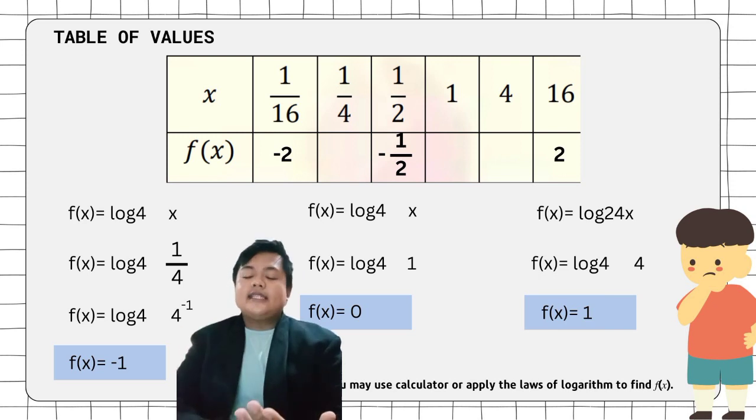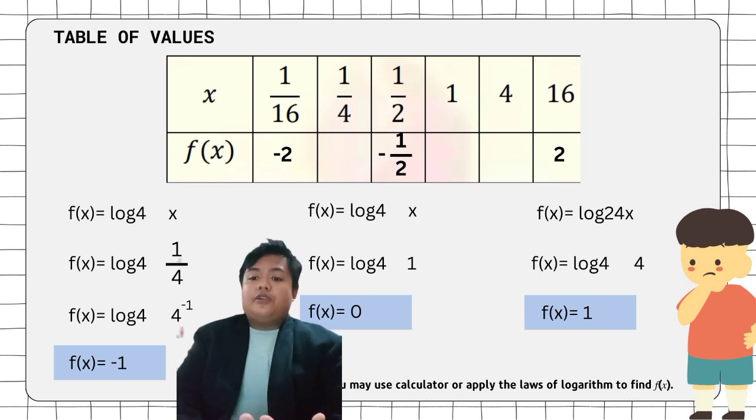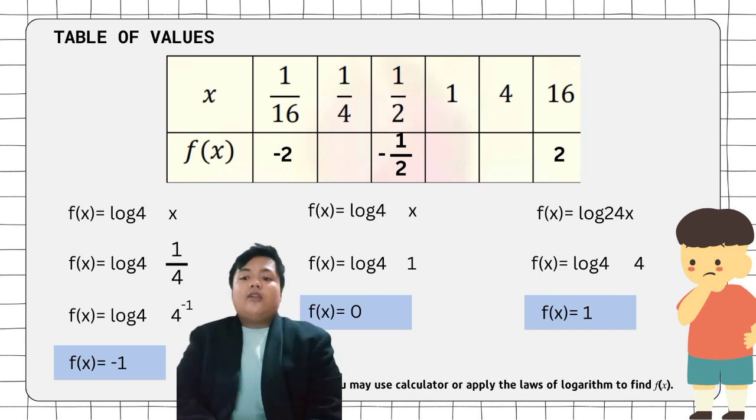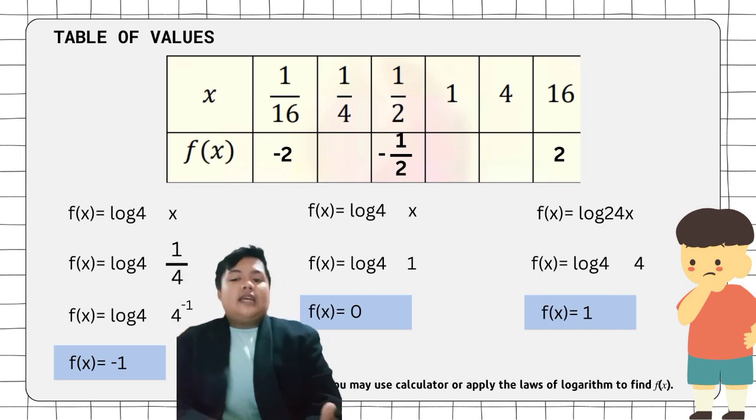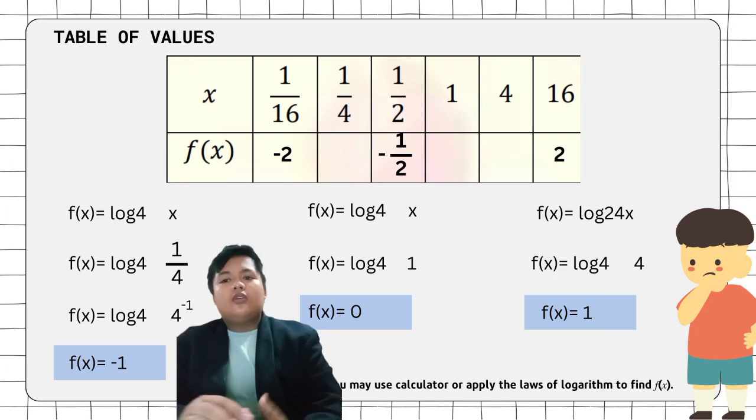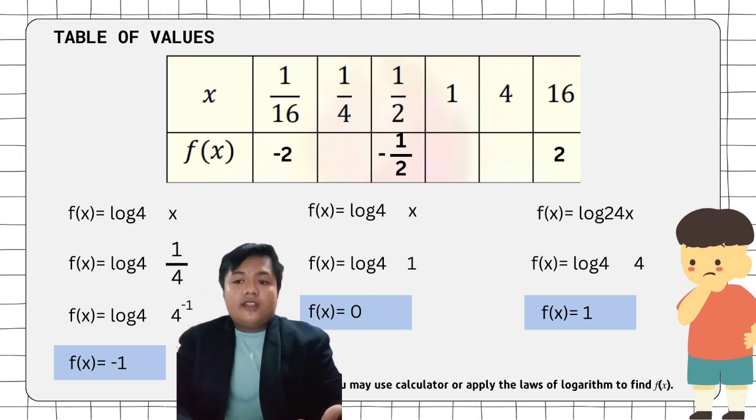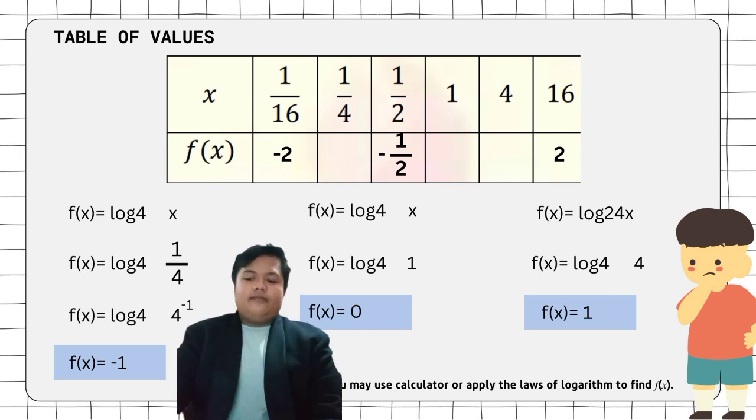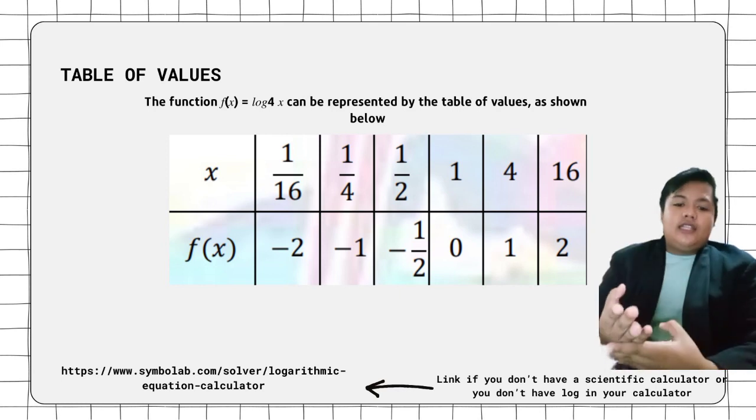So, the next one is f of x is equal to log x base 4. So, f of x is equal to log 1 base 4. So, the answer is 0. Then, sa sunod is same rin. Parehas rin siya. Magsasubstitute lang tayo para makuha yung value. So, ang f of x ng 1/4 is negative 1. F of x of 1 is 0. And f of x of 4 is 1. So, ito yung sinasabi kong table of values.